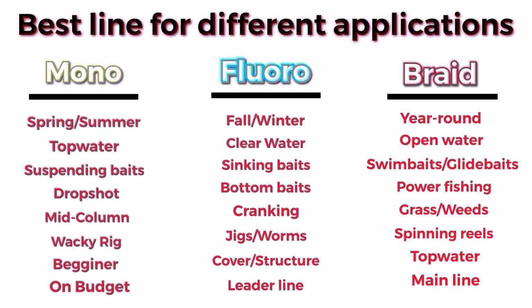If you're throwing a weedless jig or a swim jig through heavy grass beds, weed patches, stuff like that, you're going to want that braid because 99% of the time it's going to cut right through most of the stuff that would normally tie you up on mono or fluoro.